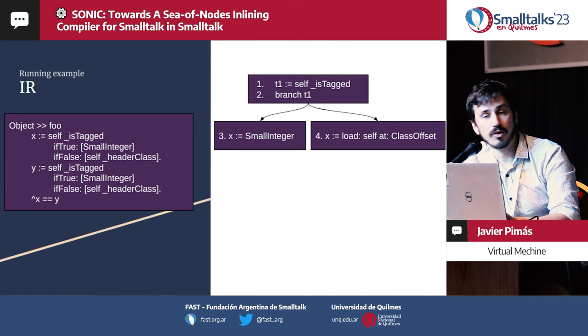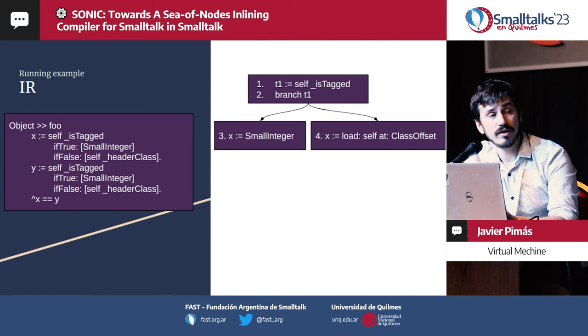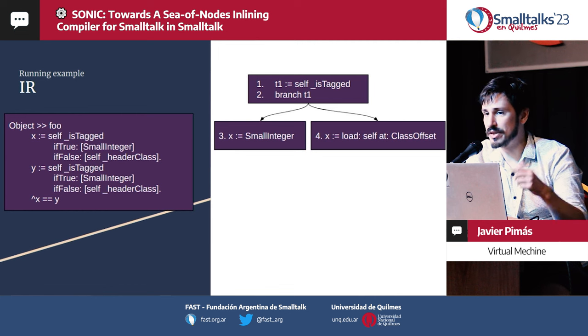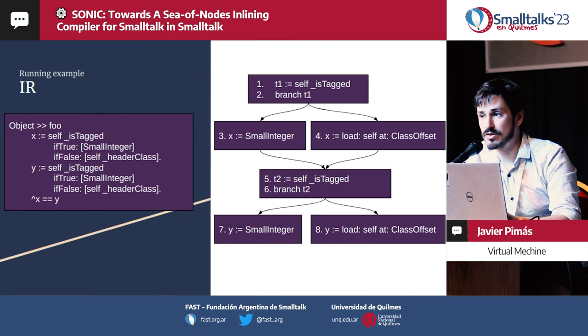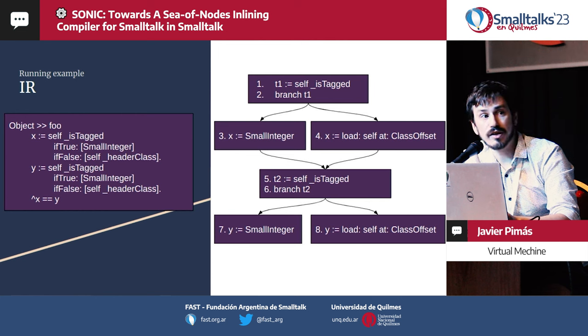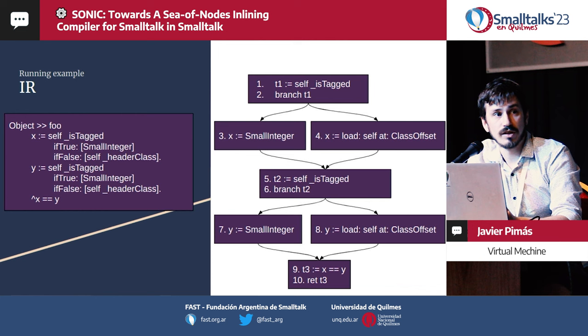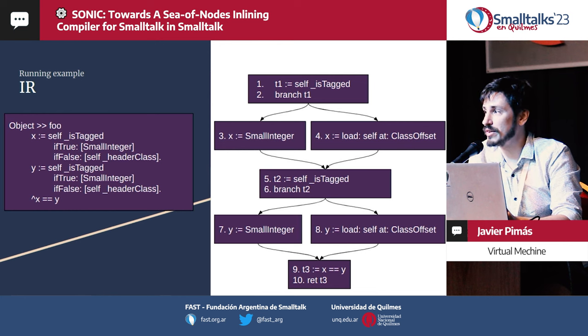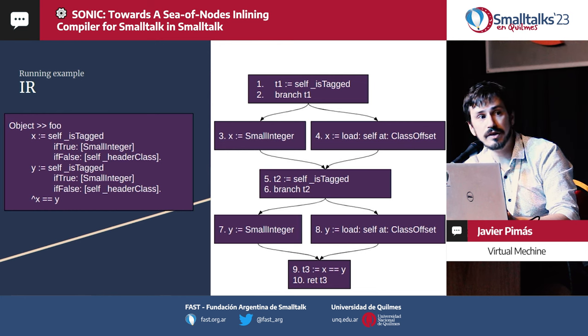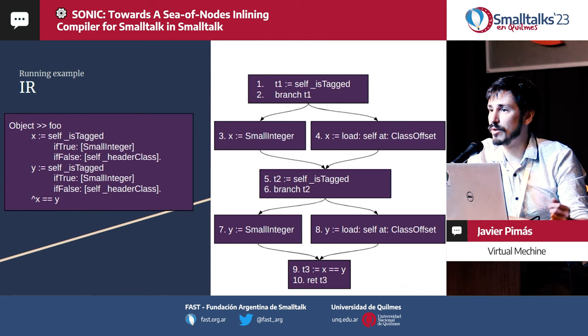And then what it's going to do in both cases is jump into another basic block that is going to ask if y is tagged, if self is tagged, right? And then it's going to branch again, and it's going to assign y with one of those cases. And then finally, it's going to branch to the joining point again, and it's going to ask if they are equal and return. And now we can see that the compiler has added a few things. It has added some temporaries, right? We have there T1, T2, T3. So it's something that it makes up while processing so that it can talk about temporary values.